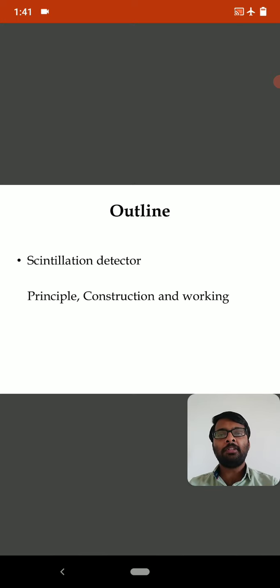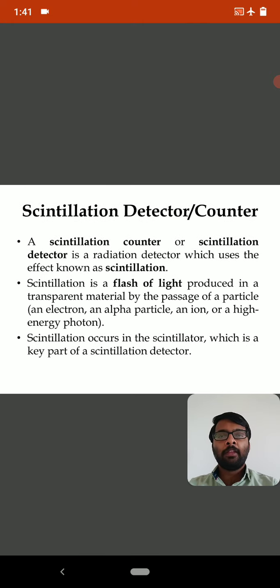In continuation with that nuclear radiation detector study, in this session we will try to understand this scintillation detector or the scintillation counter. In that we will study the principle of this detector, the construction of this detector and how this detector works. So we will discuss all these concepts in today's session. A scintillation counter or a scintillation detector is a radiation detector which uses the effect known as scintillation. So this is the radiation detector and it uses the effect of a certain phenomenon known as scintillation.